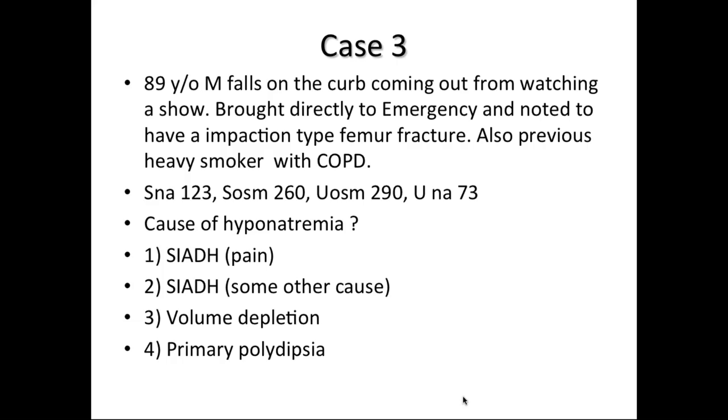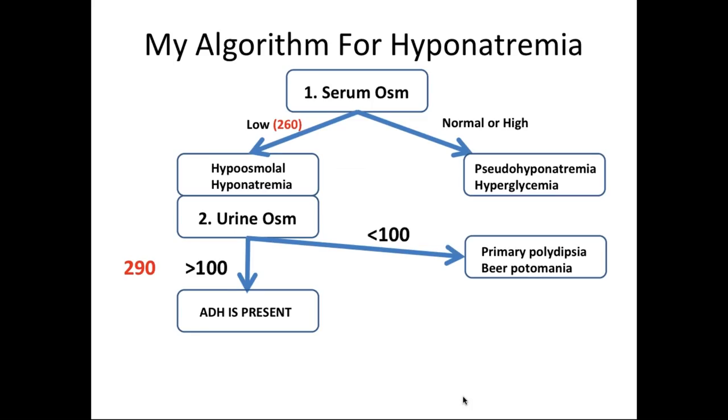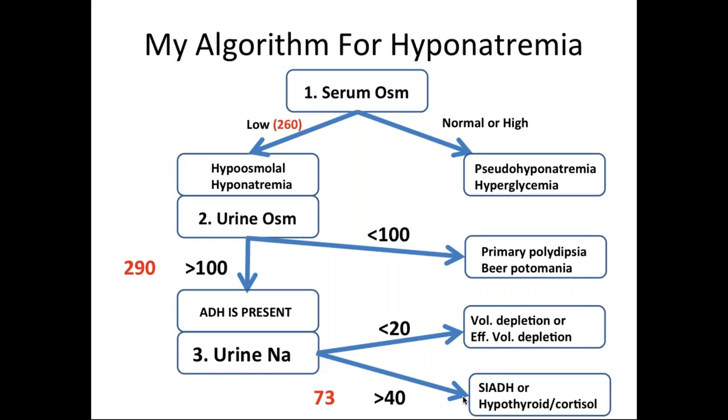Is it SIADH from the pain after his fall? Is it SIADH from some other cause? Is it volume depletion, or is it primary polydipsia? So we'll go back to the algorithm. Again, the serum osmolarity is low at 260, so this is hypoosmolar hyponatremia. The urine osmolarity is more than 100, which means that ADH is being secreted by the brain and the kidney is responding to that ADH. And the urine sodium is high as well at 73, so this can be SIADH. The question still remains whether this is SIADH from pain or SIADH that was pre-existing.